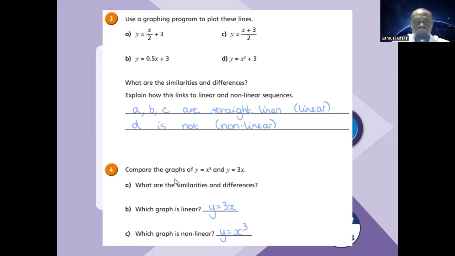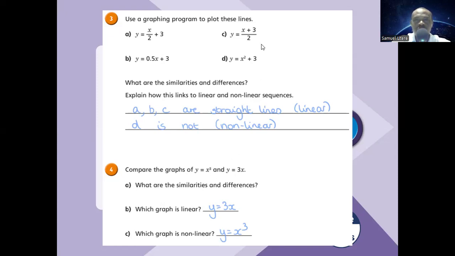Then for question 4, you're asked to compare the graphs of y equals x to the power 3 and y equals 3x. What are the similarities and differences? Okay, so this one is linear. Which graph is linear? Is this one. This one is non-linear. So let me just demonstrate y equals 3x and y equals x cubed.